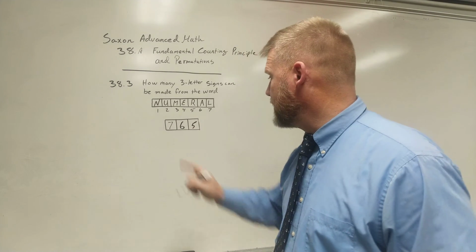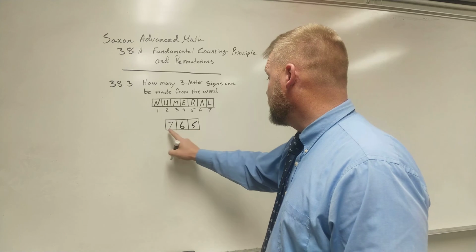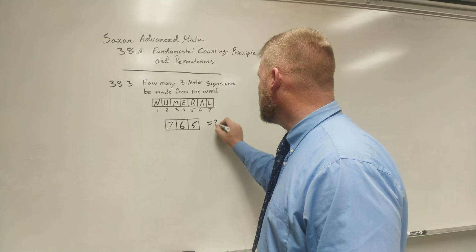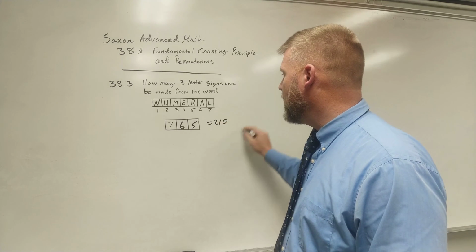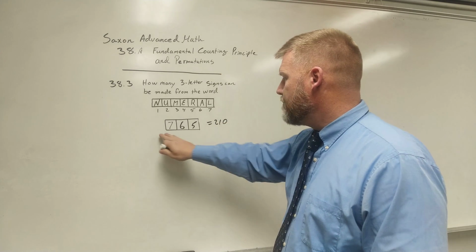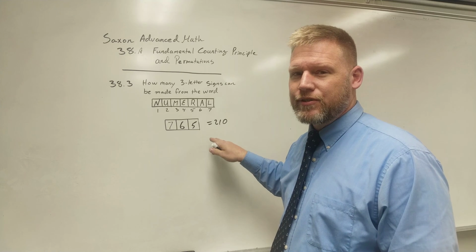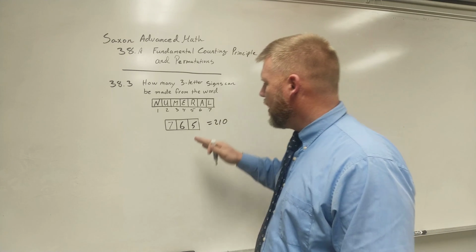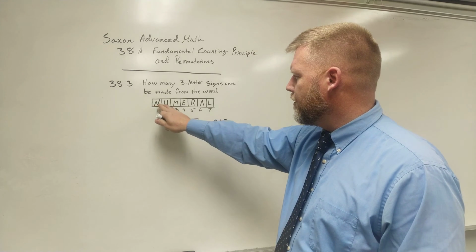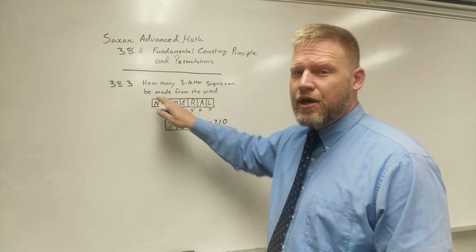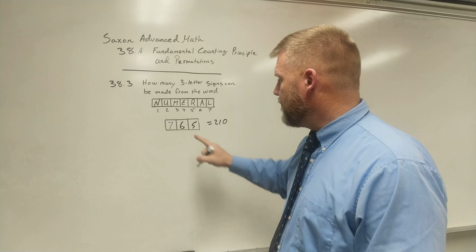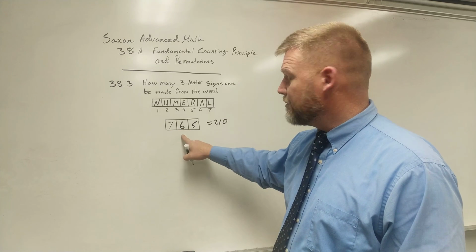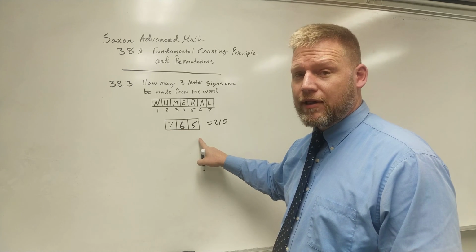And when I take those, 7 times 6 times 5, that equals 210 possible answers. There's 210 possible signs that can be made with this because I did not allow for repetition. Now, if I said these were digital and I could reuse the letters, like some of the little word games that you've seen on your phone, I would say 7 times 7 times 7, because that would allow for repetition.